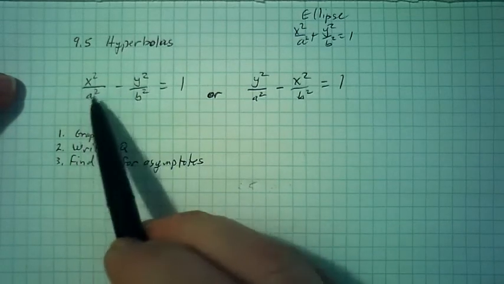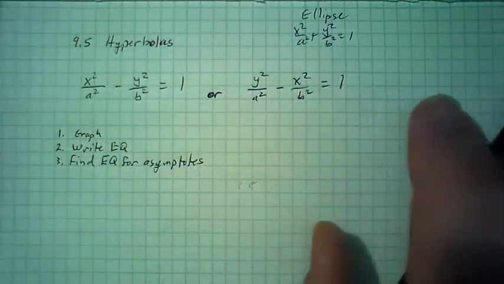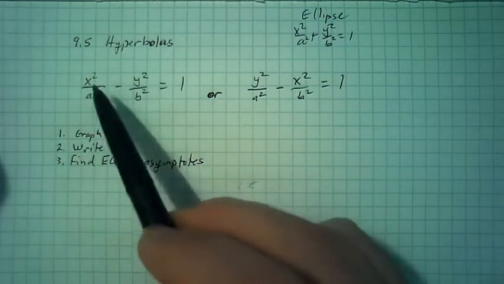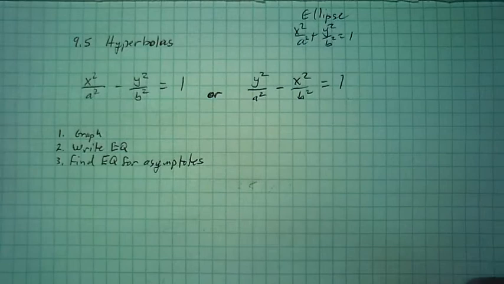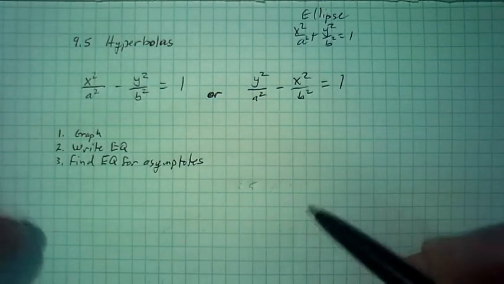Now, as a gets bigger, that's going to stretch the hyperbola, but a hyperbola will either open to the right and left or up and down based on the sign of the variables, not on the size of a and b. Let's get right in with an example.